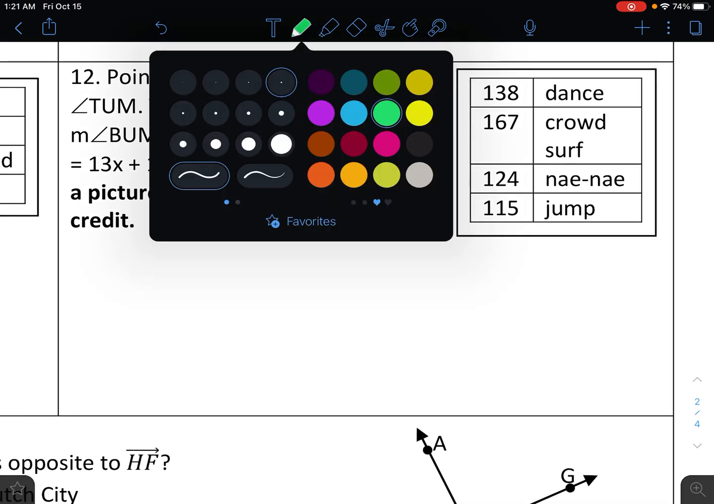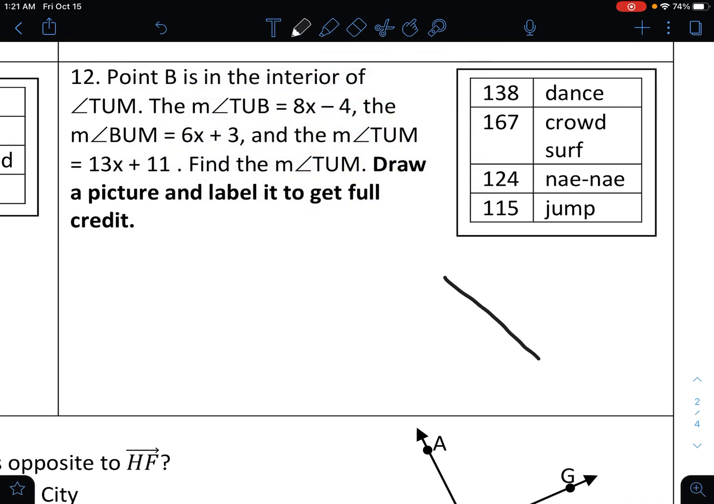Point B is on the interior of TUM. So I'm going to make an angle. I don't know how this angle looks. Again, I'm just making up an angle. So this is going to be TUM. And I know that it goes in this order. At least the U has to be in the middle. So that has to be the vertex. And point B is on the interior somewhere. So I'll just call that point B. All right. And then I'm going to go ahead and draw a line or a ray through that.